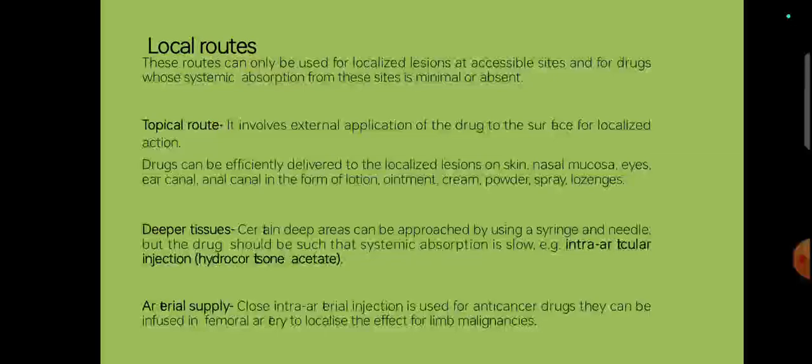Deeper tissue: certain deep areas can be approached by using a syringe and needle, but the drug should be such that systemic absorption is slow, that is, intra-articular injection of hydrocortisone acetate. Arterial supply: close intra-arterial injection is used for anti-cancer drugs. They can be infused in the femoral artery to localize the effect for limb malignancies.